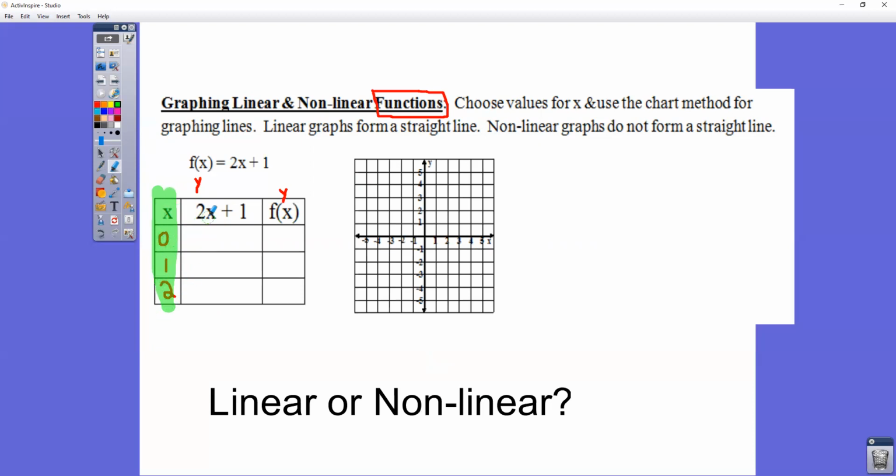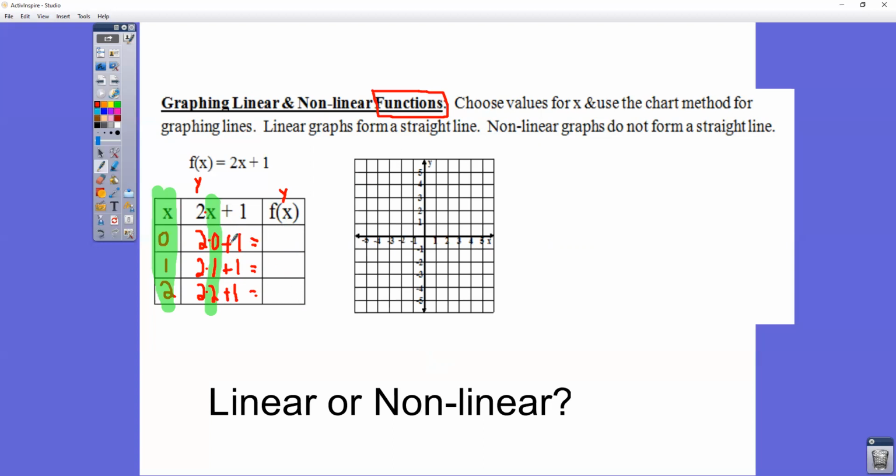You're taking your values for x and subbing them in for x. So remember, when a number and a letter are next to each other, that means times. So this is really 2 times x plus 1. So instead of 2 times x, you're going to have 2 times 0 plus 1. Instead of 2 times x, you're going to have 2 times 1 plus 1. Instead of 2 times x, you're going to have 2 times 2 plus 1. Whatever your answer is, you just have to put in that y or f of x column.